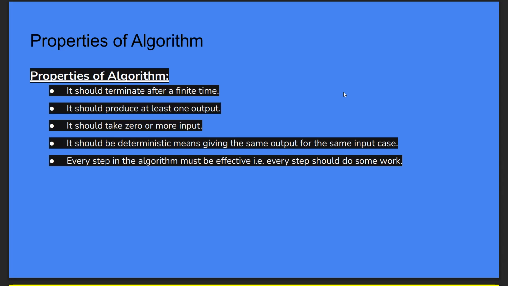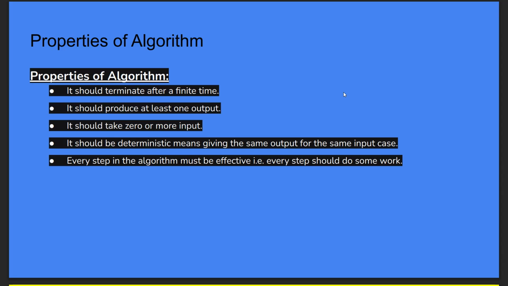So whatever the algorithm that is available, whether you are giving zero input or more than one input, at least it must be able to produce one output. This is the second property. It should take zero or more inputs. It means for any algorithm, it can take zero or more inputs. It means it may take the input or it may not take the input. That is what it is saying. So this is the third property.